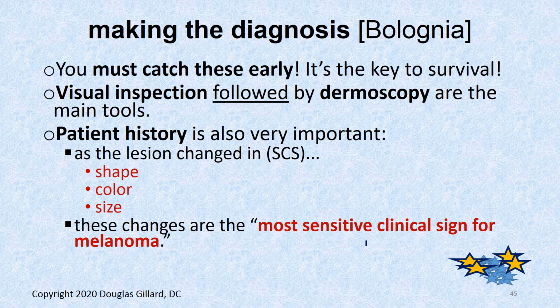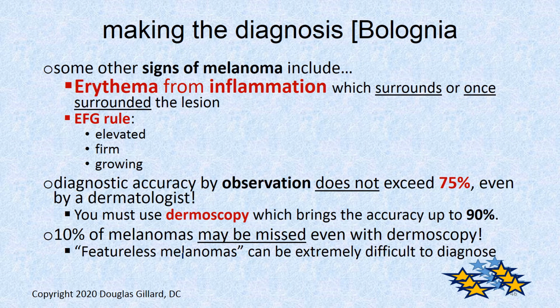These are the most sensitive clinical findings for melanoma, according to Bolognia. Some other signs of melanoma: erythema from inflammation. Right in the opening picture, we looked at one of those, a black ugly nodule, and it had a little ring of redness around it. That's a really bad sign that it's malignant melanoma. There's the EFG rule, in addition to the ABC rule. If it's elevated, that was part of the ABCDE rule, but you could add an F in there. Is it firm? Most cancers are really hard and rock-like. Is it growing? That's probably the most important one of all.